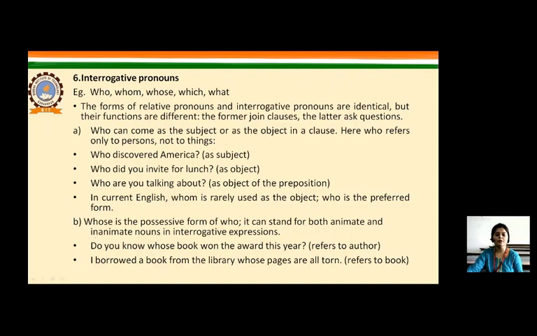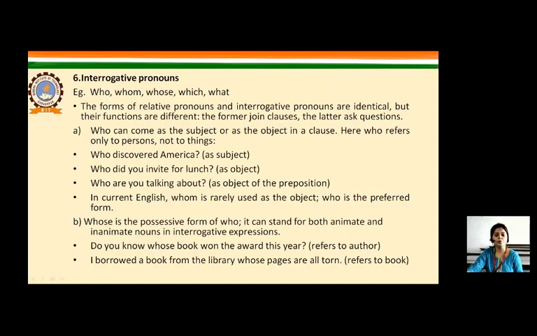Then who did you invite for lunch? Again you are asking about a proper noun or some singular person. Who are you talking about? So again this is some proper noun that will come in the answer, maybe Ram, Sham, anyone who you are talking about, coming as an object of the question that is used as an interrogative pronoun.